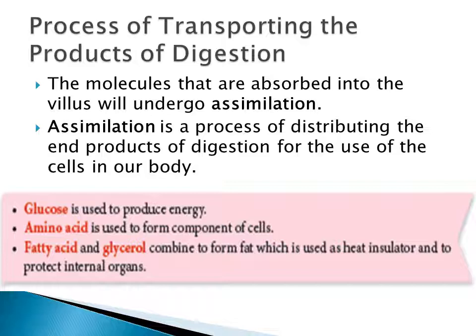So you can see the pink tab there. Glucose is used to produce energy in the process of respiration. Amino acid is used to form components of cells as well as to repair cells. Fatty acid and glycerol combine to form fat, which is used as a heat insulator and to protect internal organs.